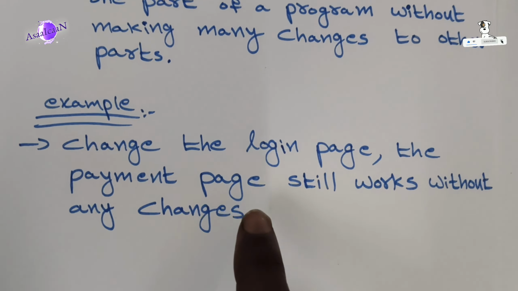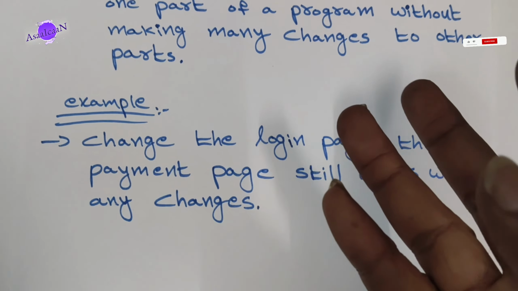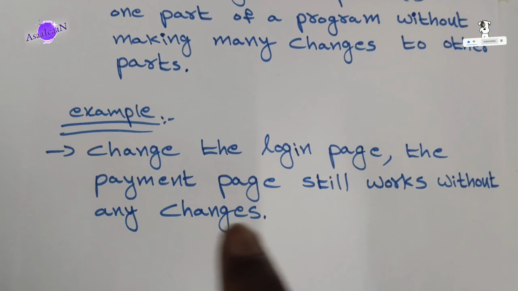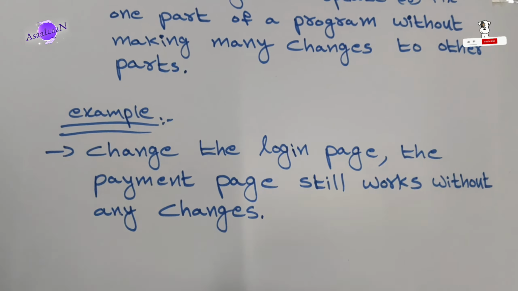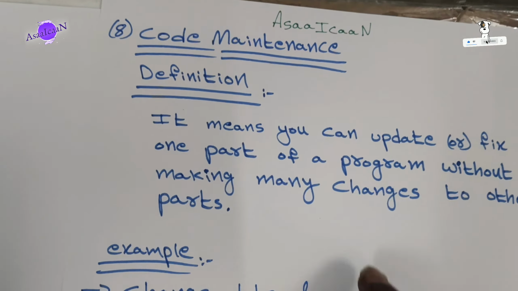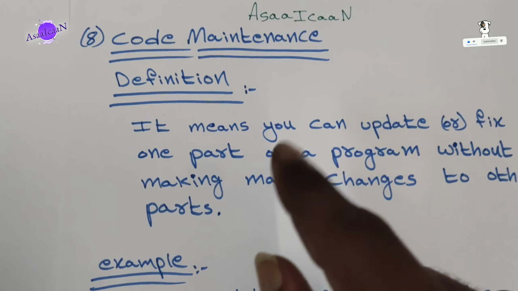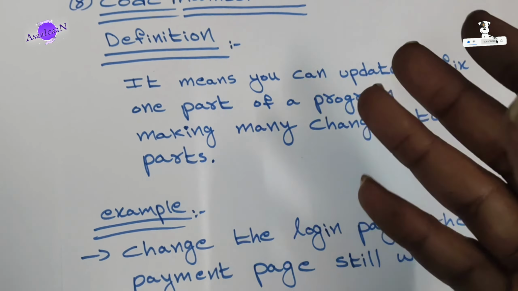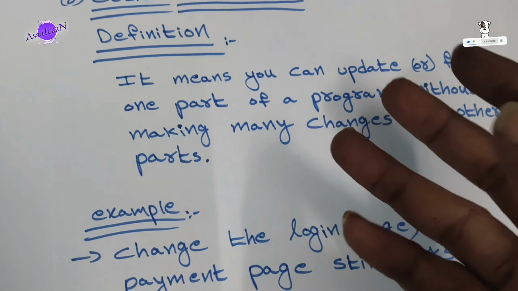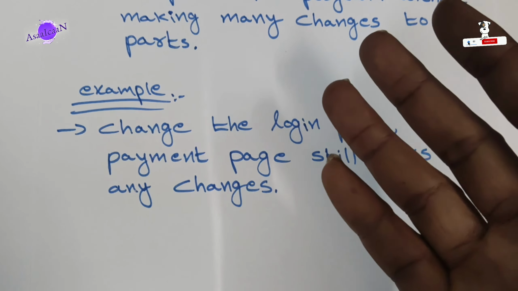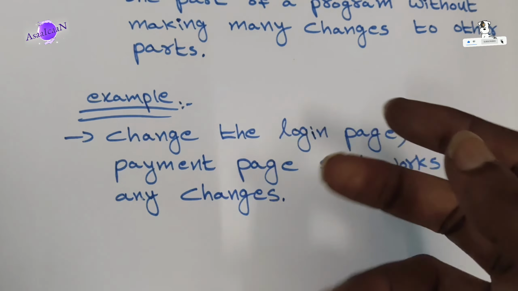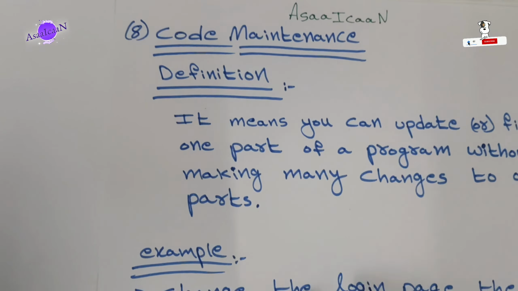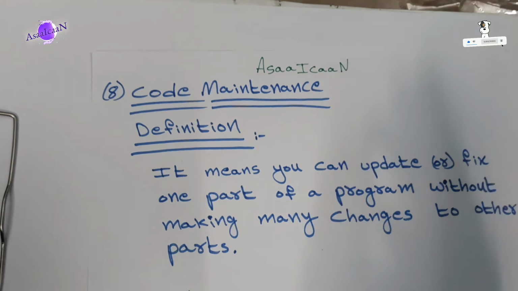Suppose, for a real life example, you change the login page, say the PhonePe login page, right? If you change the login page, the payment page still works without any changes. So it is called code maintenance, right? Suppose you build a game app and update the login page, but the game system and other pages work without changes. Then it is called code maintenance, right? I think everyone understands it.